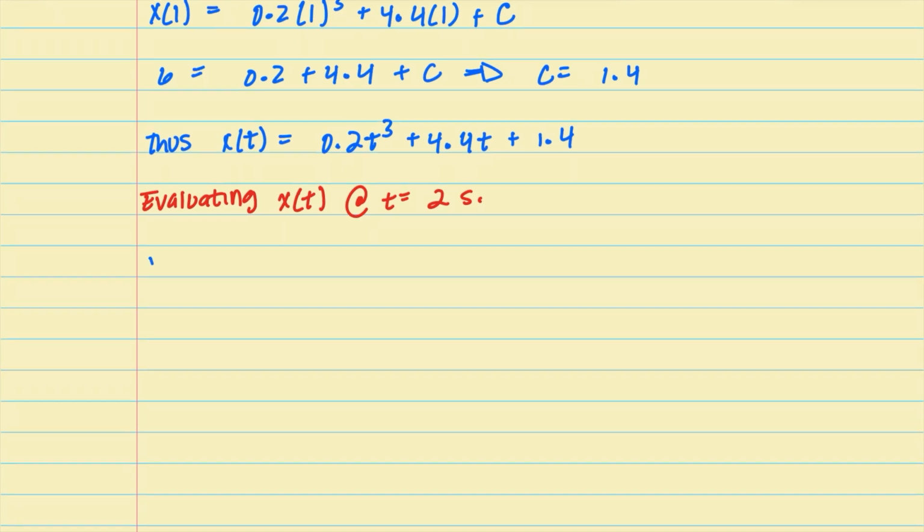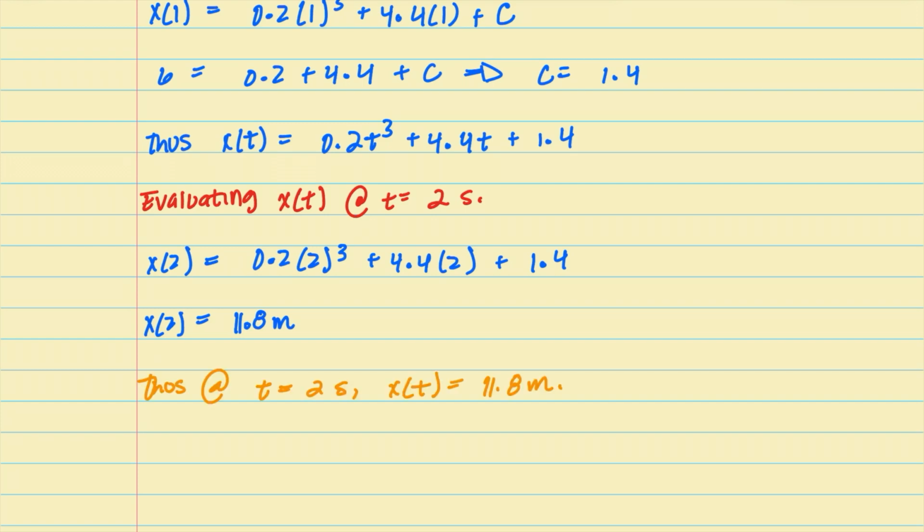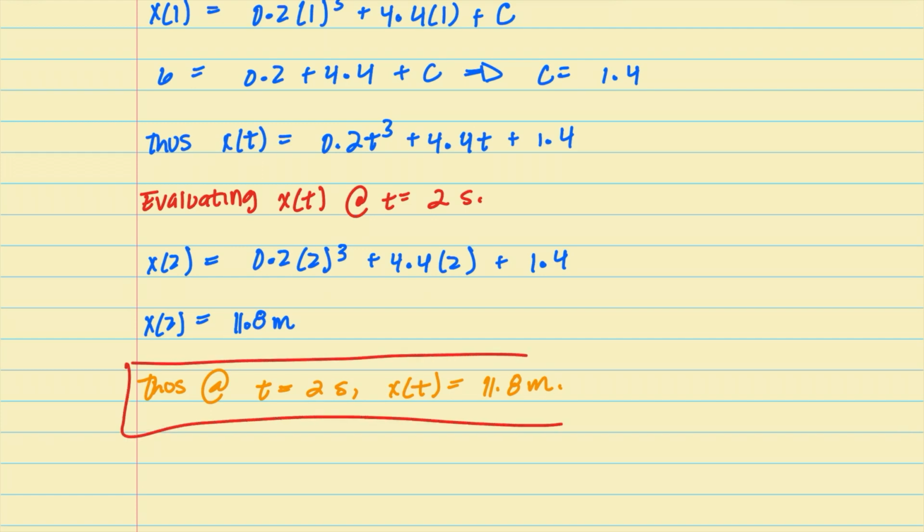And so we'll end up with the equation x of 2 is equal to 0.2 times 2 to the third power plus 4.4 times 2 plus 1.4. Evaluating this expression using the calculator, we'll get that the position at time equal to 2 seconds is 11.8 meters. Thus, at time equal to 2 seconds, the position of this bus on Snake Way is 11.8 meters from its starting point.